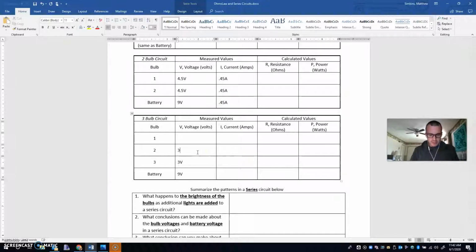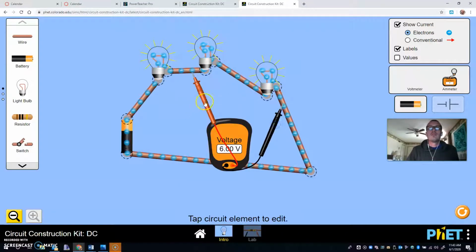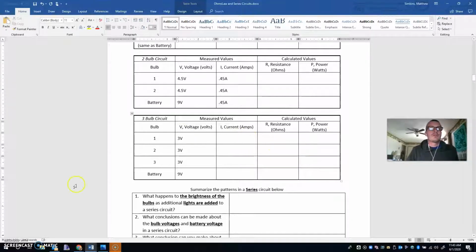And if you're catching a pattern, because all the bulbs are exactly the same, the other one will be 3 volts as well. And we can check that by using our little voltmeter on the simulator here. Boom, 3 volts. There it is. Okay, so the voltages are 3, 3, 3, and then of course they add up to the total of 9.